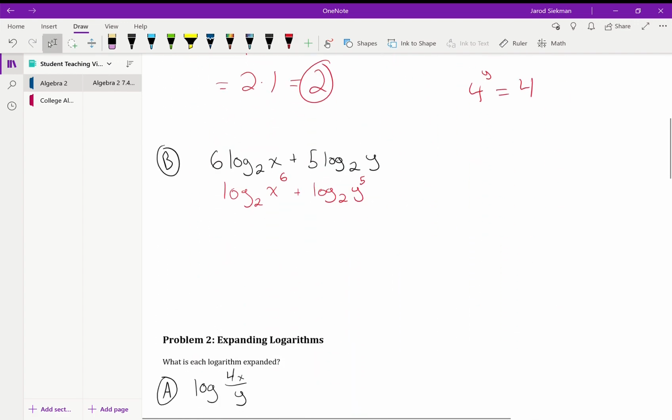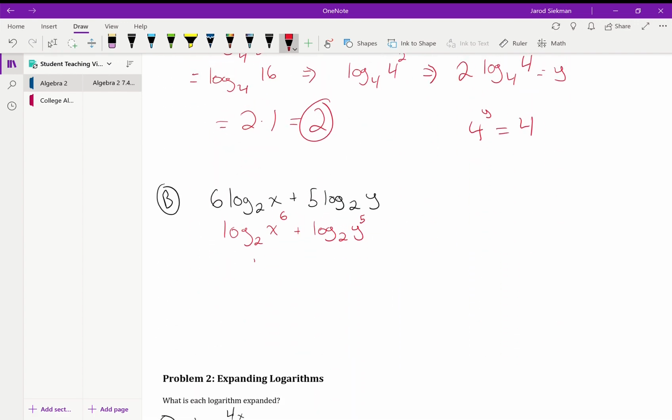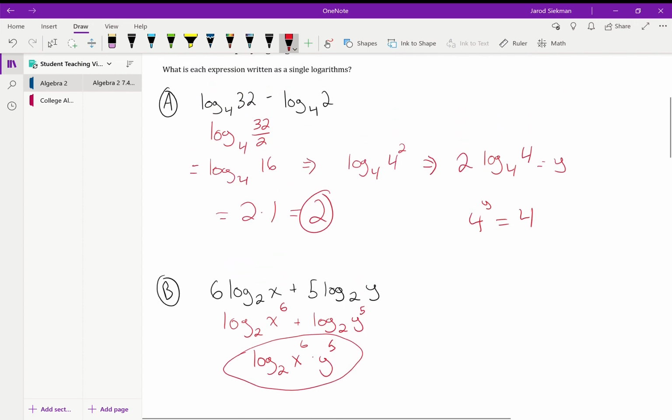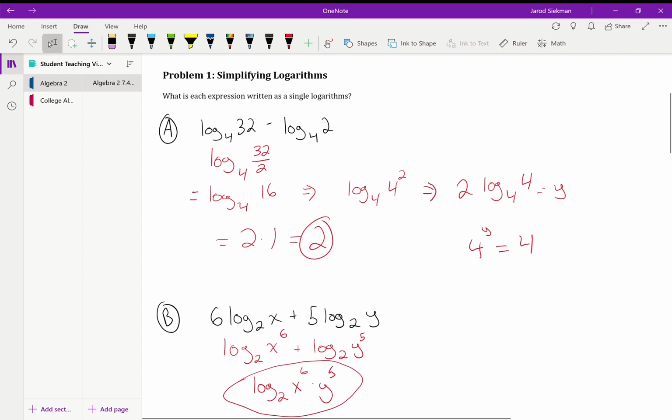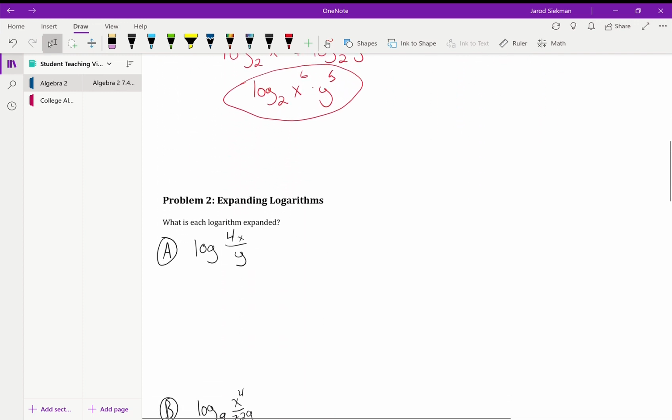And we can multiply x to the 6th times y to the 5th. And we can't really simplify this any further, so this is our answer. And that is how we want to simplify logarithm expressions.